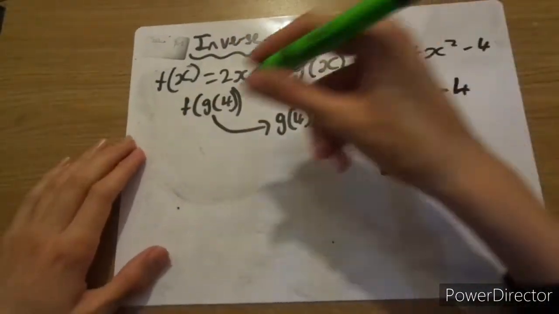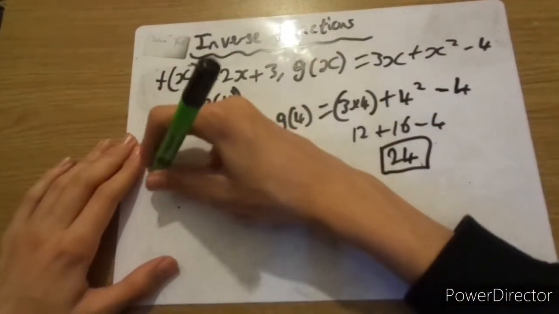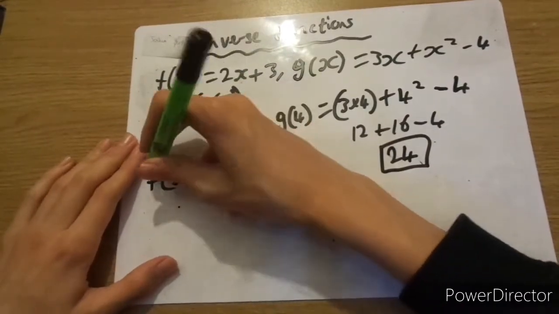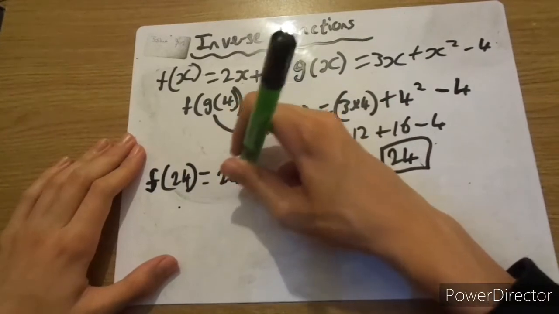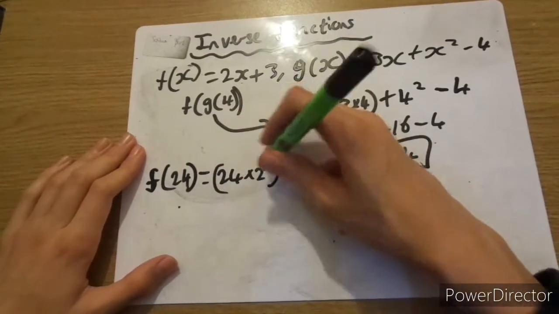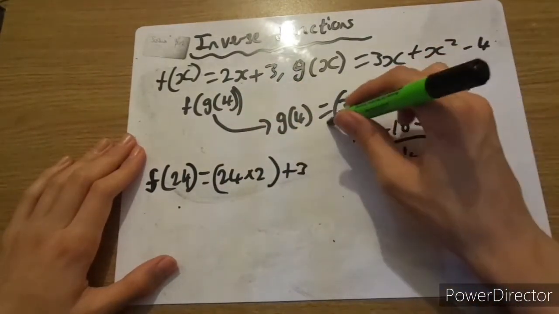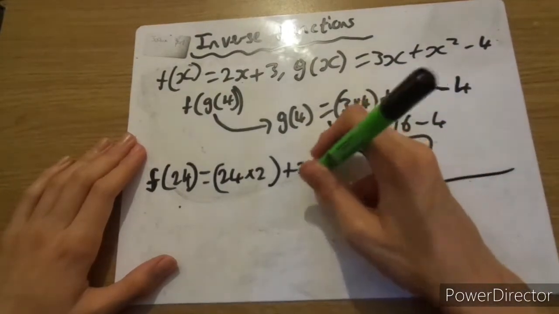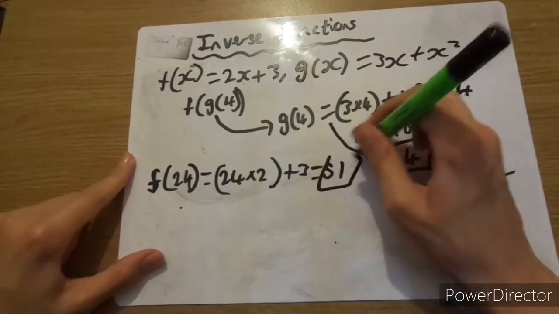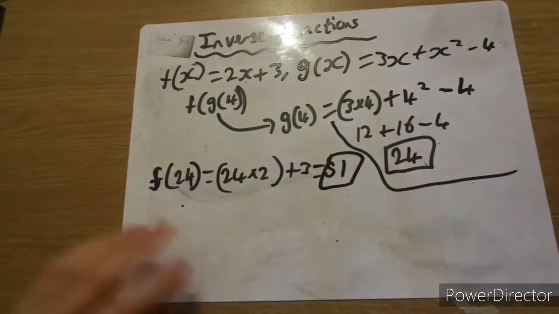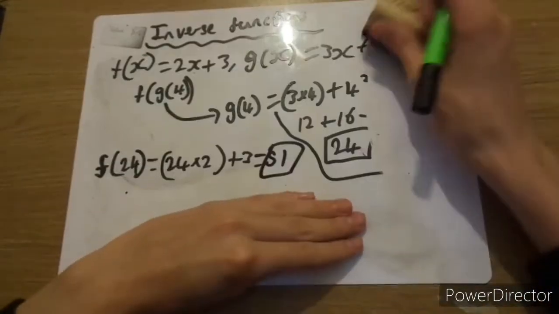And over here, f(24) is equal to 24 times 2, and add 3. So that gives you 48 and 3, which is 51. So that should be your answer. That's just a bit of a recap of what we did in the last lesson.